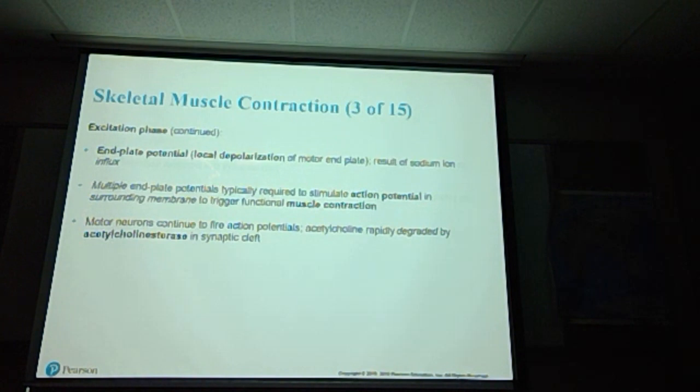The end plate potential is a local depolarization resulting from the sodium ion influx. In other words, the sodium ions coming into that area. Multiple end plate potentials are typically required to stimulate action potentials in the surrounding membrane to trigger functional muscle contractions. The motor neurons continue to fire action potentials. Acetylcholine is rapidly degraded by acetylcholinesterase in the synaptic cleft.